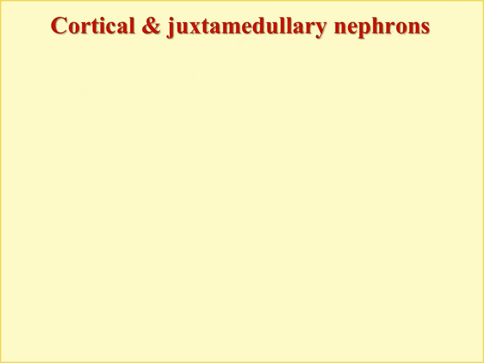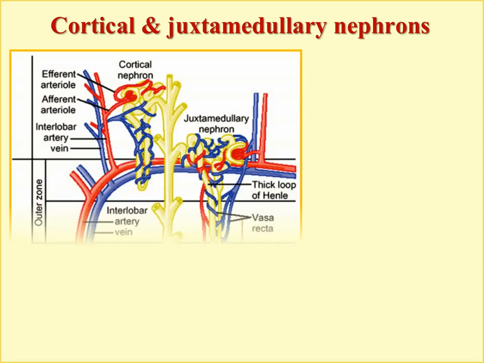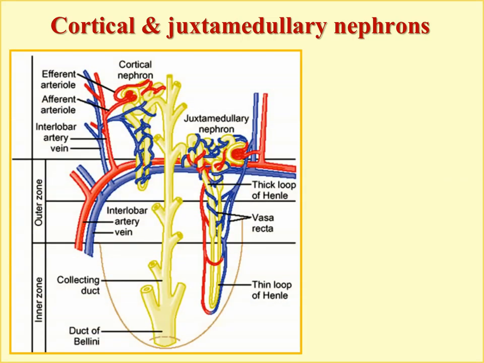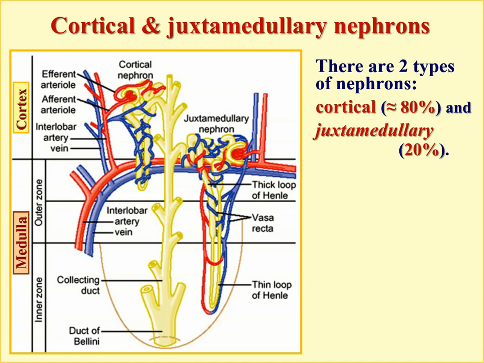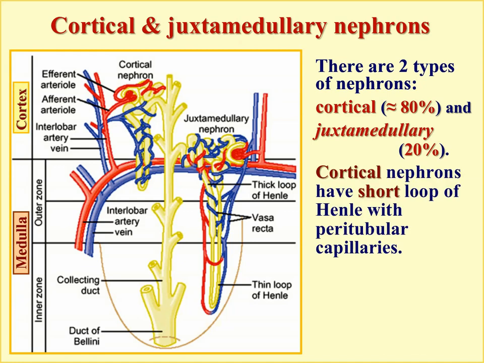There are subtypes of nephrons, and we can divide them into cortical and juxtamedullary. The cortex can be indicated here and the medulla. The cortical nephrons are shorter and they make the majority, about 80% of nephrons. And juxtamedullary make about 20%. Cortical nephrons have shorter loops of Henle and peritubular capillaries like a net. They are convoluted enough, these capillaries.